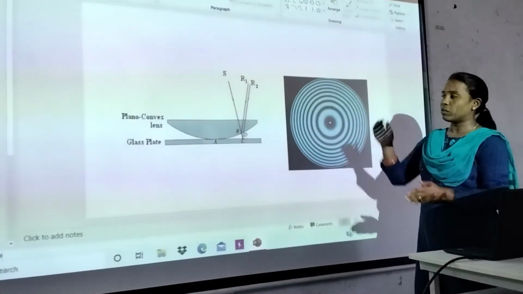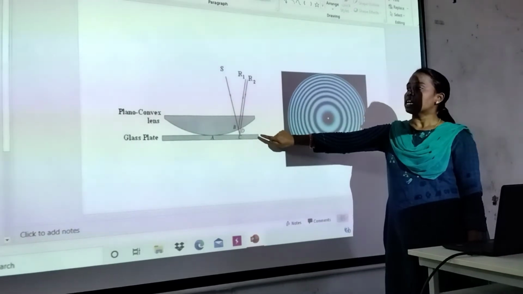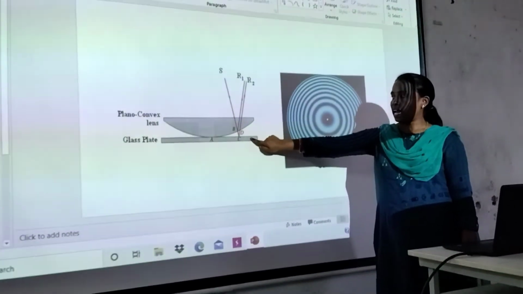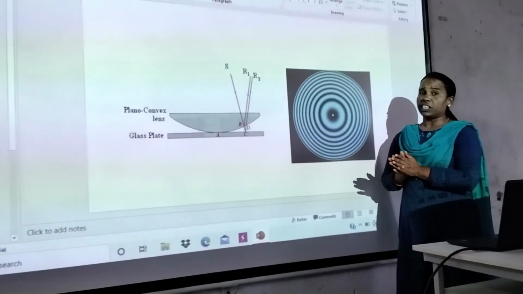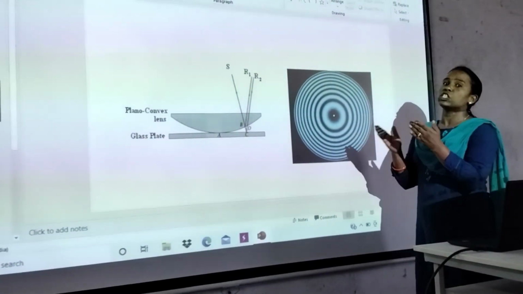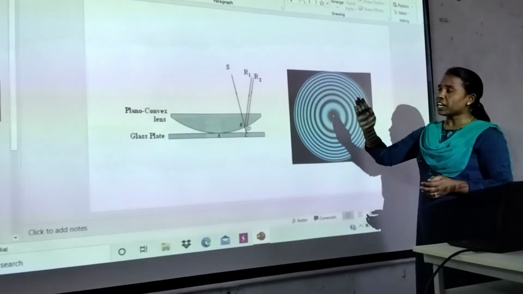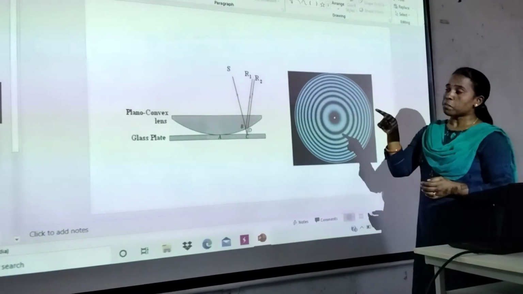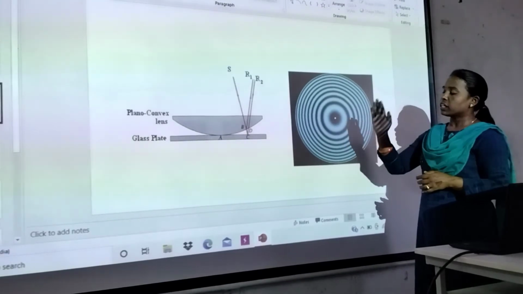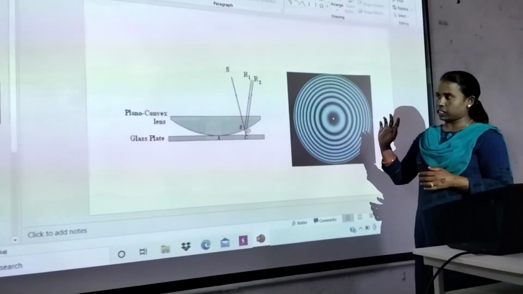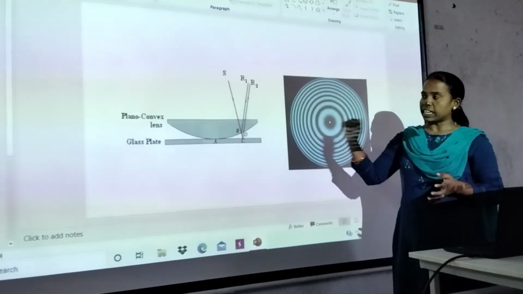After that, there is a formation of an air film between the glass plate and the plano-convex lens. Here the air film does not have uniform thickness. The thickness of the air film will gradually increase from point A. At point A, the thickness of the air film is 0, and as you move on, the thickness gradually increases. This is how we arrange the lens and glass plate.